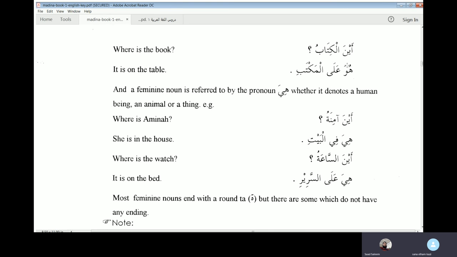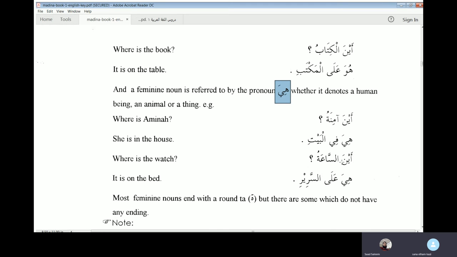أين الكتاب؟ Where is the book? هو على المكتب. It is on the table. And a feminine noun is referred to by the pronoun hiya, whether it denotes a human being, an animal, or a thing. For example, أين آمنة؟ Where is Amina? هي في البيت. She is in the house.